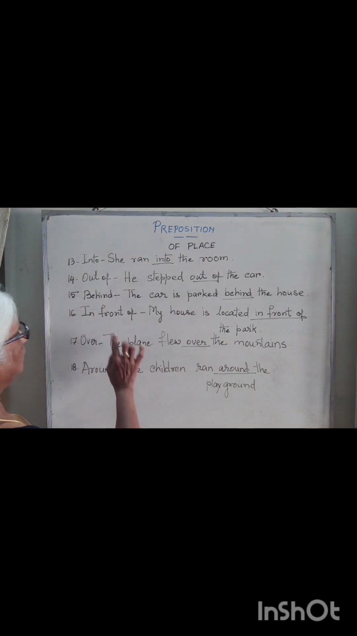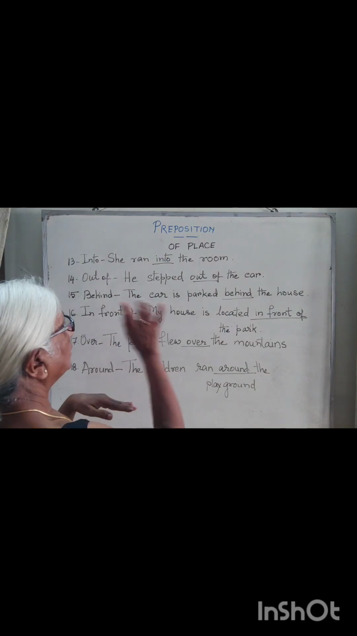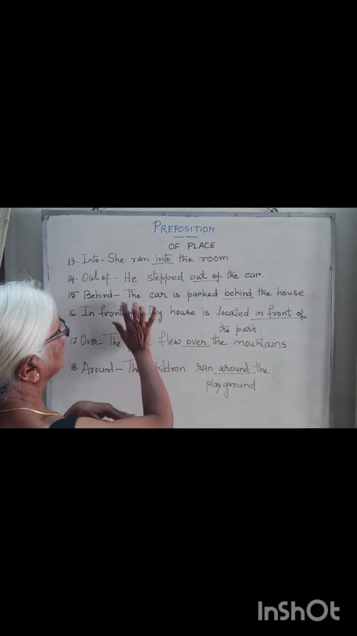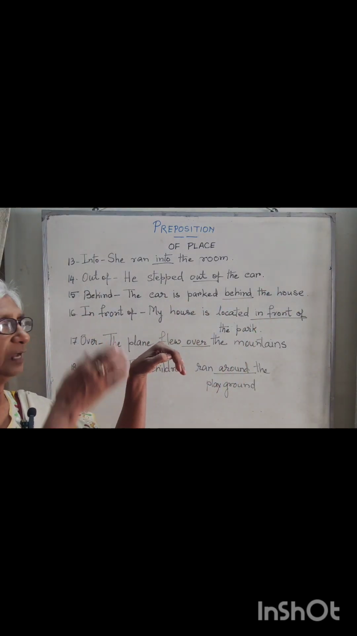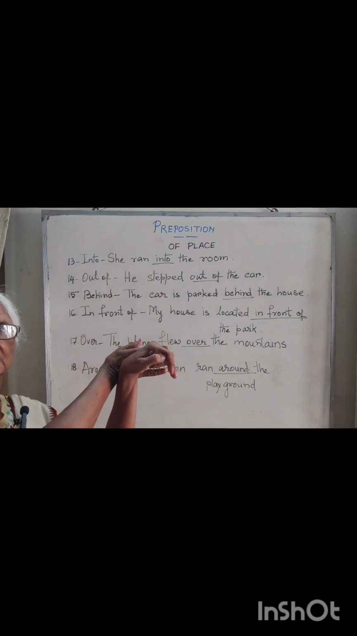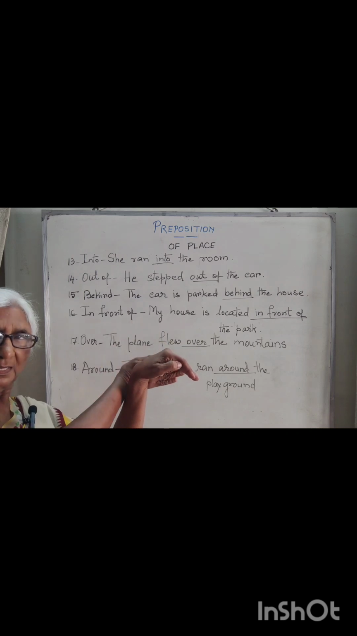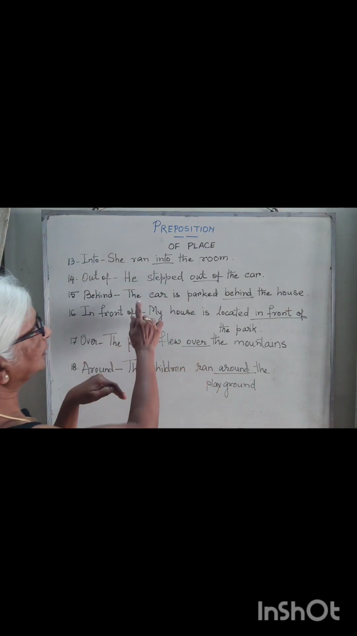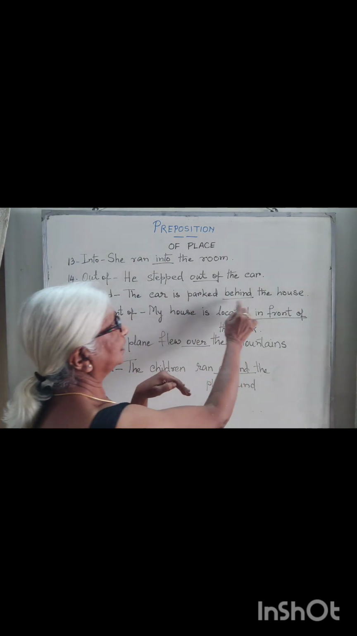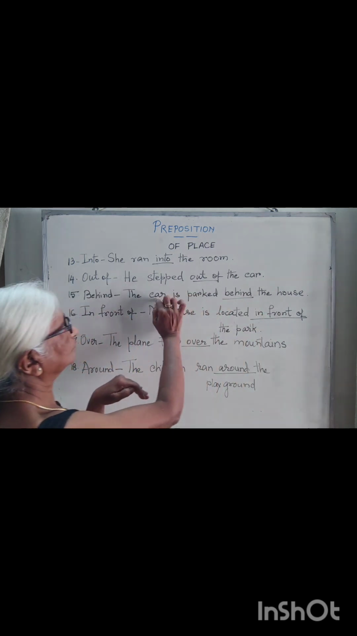Next one is behind. Behind is at the back. Here, the car is parked behind the house. This is the house, and the car is parked behind it. So, when something is at the back, we use behind as a place. It's at the back. Where is the car parked? Behind the house, and this preposition indicates the position of the parking of the car.